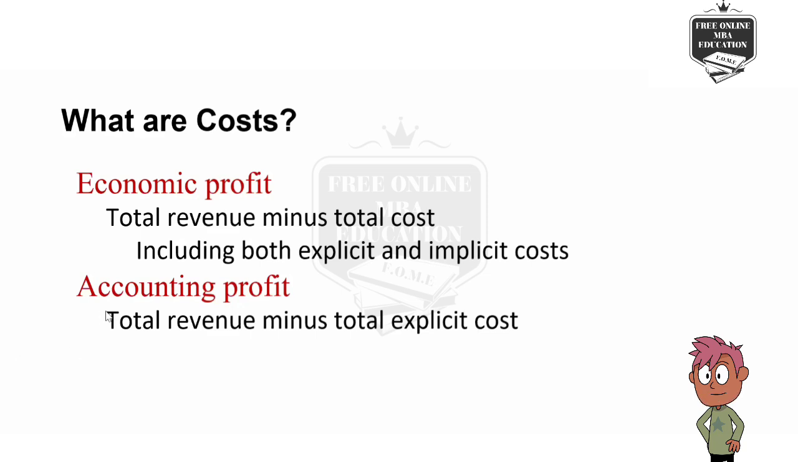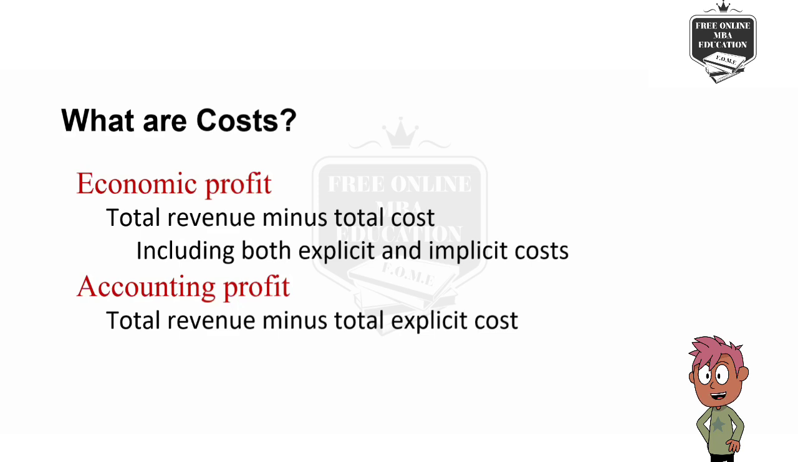Now, economic profit implies the total revenue minus the total cost. This includes both your explicit as well as implicit costs, right? Now, what is explicit and what is implicit cost? I am sure you all remember from our previous discussion. Explicit costs are those costs which you can list down in your book of accounts, right? For example, the salary, the rent, all the raw material procurement cost, etc.